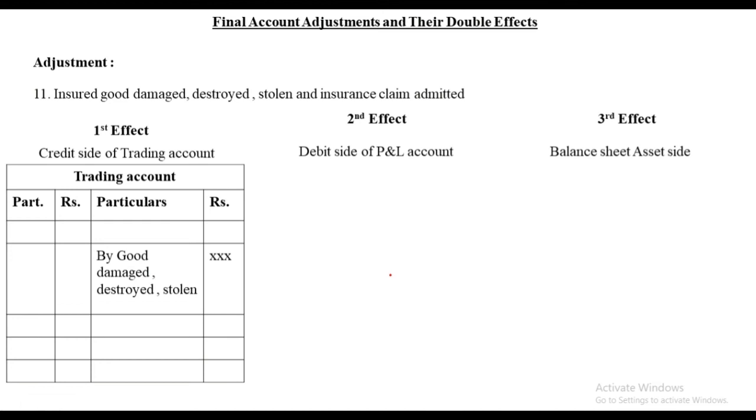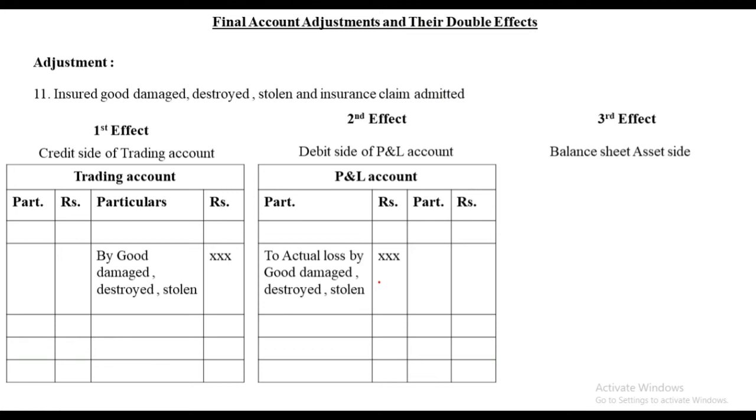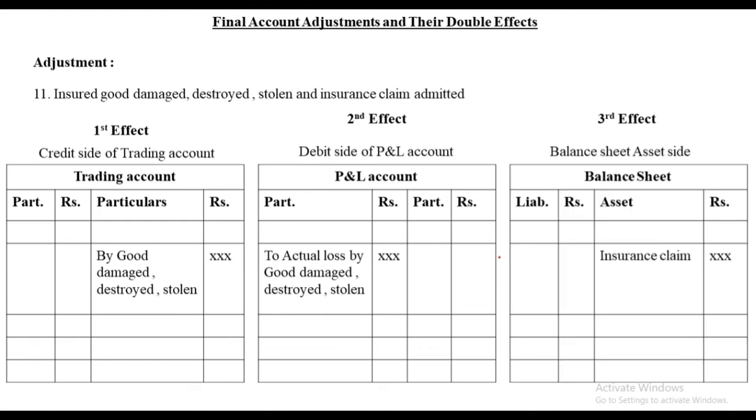In the trading account it will be on the credit side, by goods damaged or destroyed or stolen, the complete, entire amount. On the debit side of your P&L account, it will be to the actual loss by goods damaged, destroyed, or stolen. So, for example, if goods of 10,000 have been destroyed and the insurance claim is 8,000, then the actual loss will only be 2,000. So, 10,000 will come on the trading account, 2,000 will be the actual loss, and the 8,000 which the insurance company is going to give you as claim will appear on the asset side of the balance sheet. That's adjustment number 11.